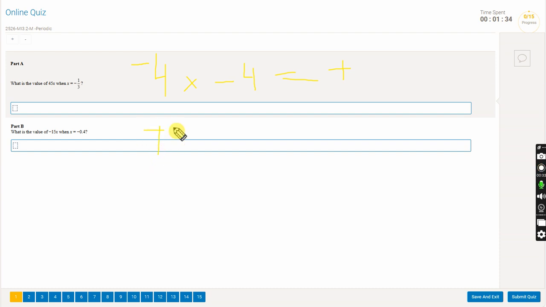For positive 4 times, let's say, negative 5, that gives you a negative answer. So it will be negative 20. Okay. Next, if it's, for example, negative negative, and then negative positive, and then positive positive. Positive 4 times positive 4 will give you positive. So in only one case you'll have a negative answer: when the signs are different. Keep in mind, when the signs are different and you're doing multiplication, the answer will be negative.